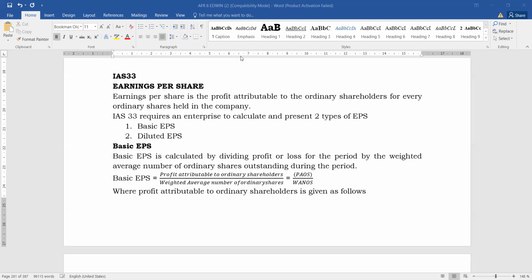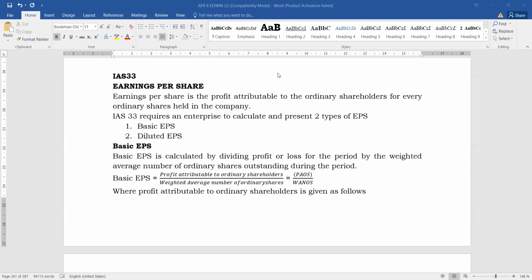So let me use a good example of Safaricom. Safaricom has been doing very well, so obviously they have to give some profits to their shareholders. So they always compute earnings per share. As per International Accounting Standard 33, you have to compute basic and diluted EPS. What you need to know is how to compute basic and how you are supposed to deal with diluted.